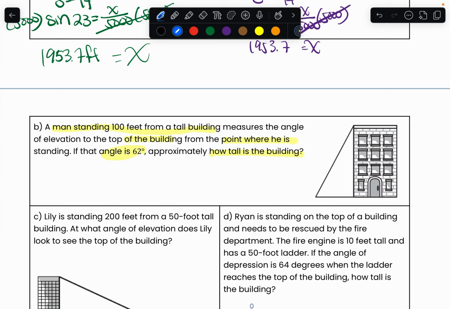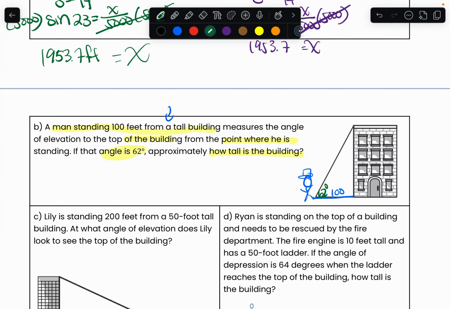Okay, looking at the first one. It says a man is standing 100 feet from the tall building. Let's go ahead and draw a little man. Let's say that man is right here. This is the man. I'm going to draw him a hat. He's standing 100 feet from my tall building, so the distance from here to here must be 100. Now let's look at the second part. It says the angle of elevation from where he was to the building was 62 degrees. So this right here must be 62 degrees.